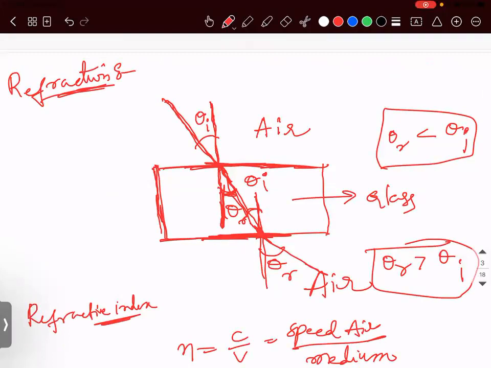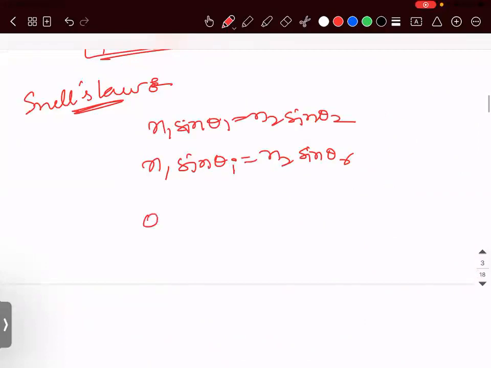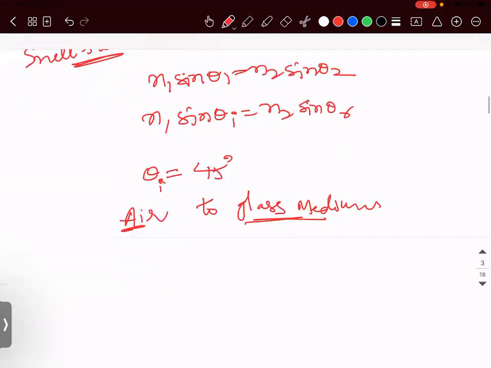So here, solve one problem. It is given that the angle of incidence is equal to 45 degrees, theta i equal to 45 degrees, and light is entering from air to glass. Air medium to glass medium. The refractive index of the glass medium is 1.52. Now find out theta r. What is the angle of refraction?